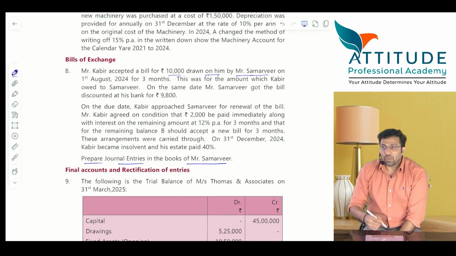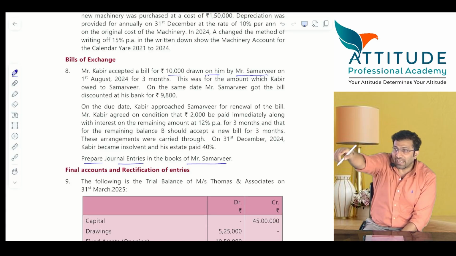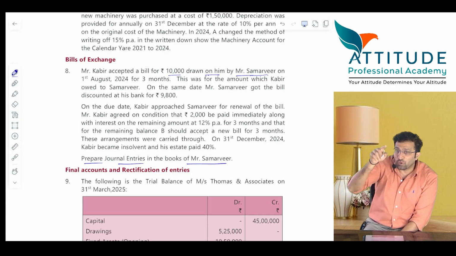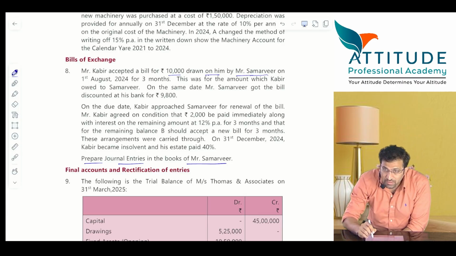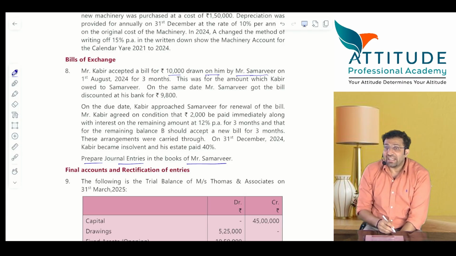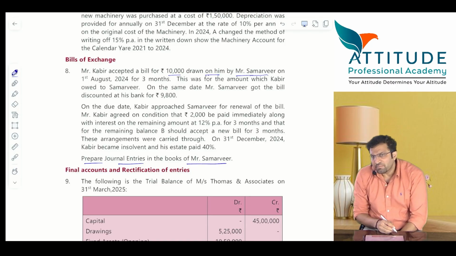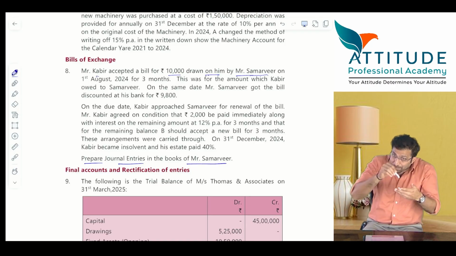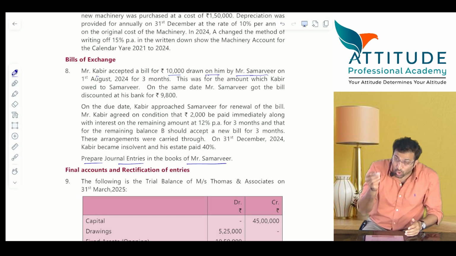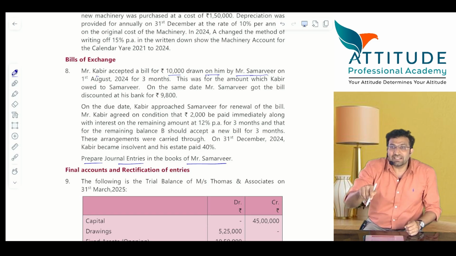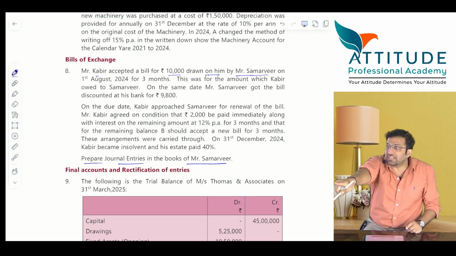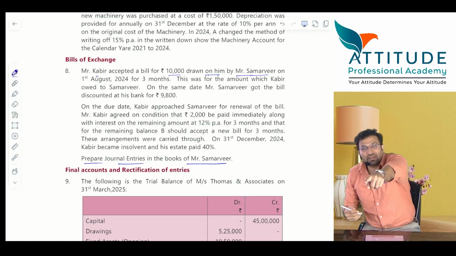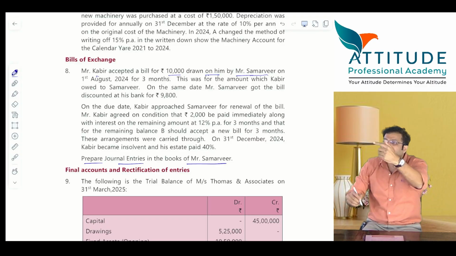Samaravir. Now assume you are Samaravir and you tell me for whom it is a bills receivable and for whom it is a bills payable. Samaravir के लिए क्या है? पक्का? How can you say that? Because Kabir accepted the bill drawn on him by Samaravir. You are drawing the bill. Who is accepting? Kabir is accepting. You are Samaravir. Let us say I am Kabir. I am accepting and giving it back to you.